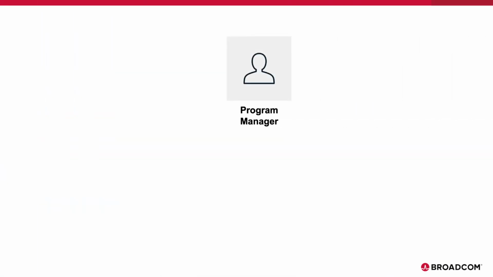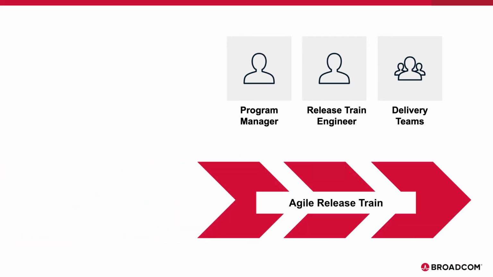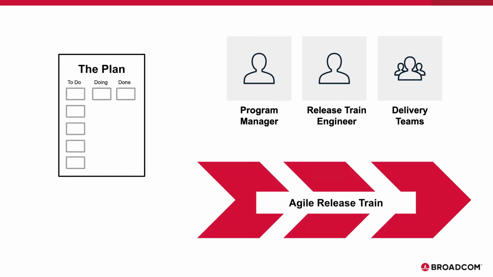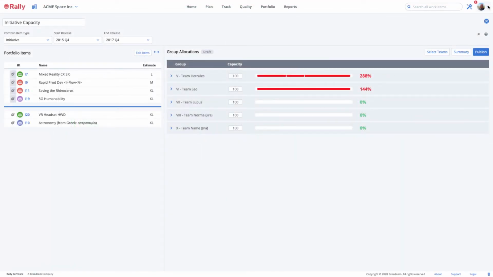If you're a program manager, a release train engineer, or anyone who is responsible for helping to build realistic delivery plans at scale, Rally's capacity planning can help you create realistic delivery plans for your program or your agile release train that instill confidence in your stakeholders and support from your delivery teams. Let's get started drafting a plan that takes work scope and team capacity into account.